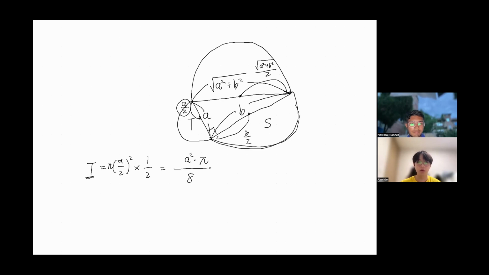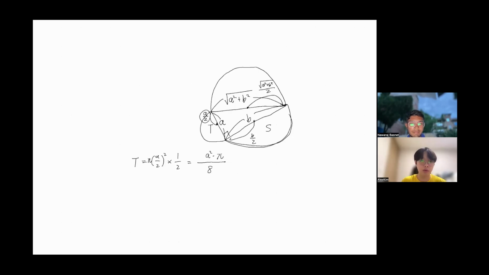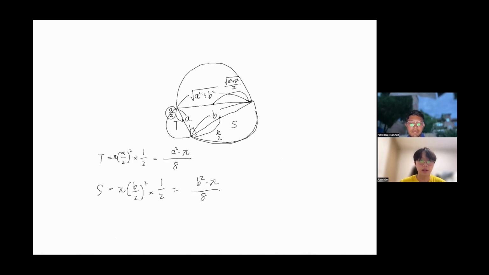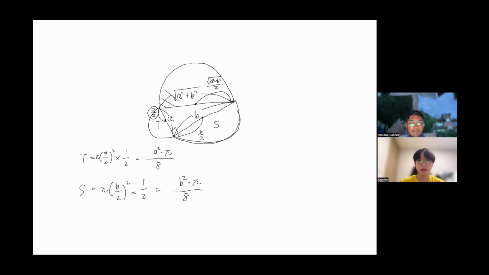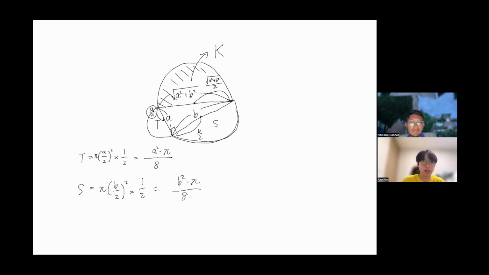The reason for doing that, you'll understand soon. We can also rewrite S the same way we did with T, such that the whole circle is pi times B over 2 squared, and then half of that, which will equal B squared times pi over 8, correct? Now let's say we needed to find the area of this largest semicircle. Let's call it K. So what is the area of K?